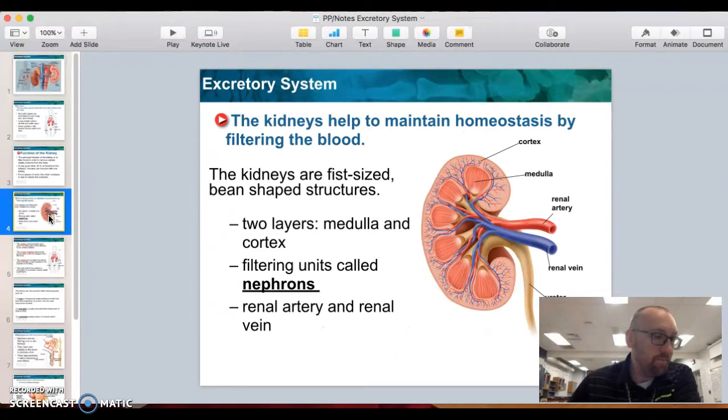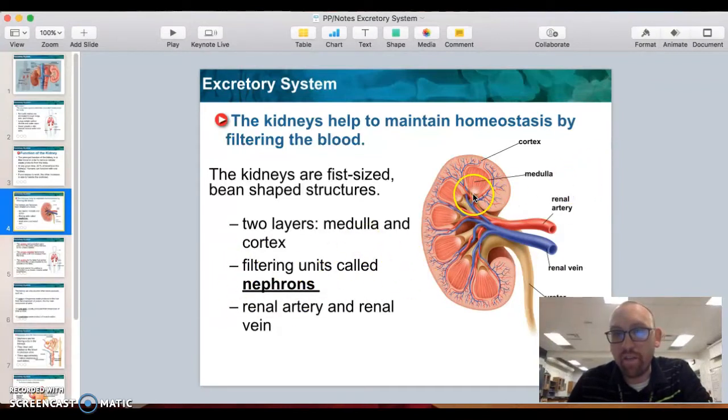So this is the kidney. This is where the name kidney bean came from, because it's got a kidney bean shape. They're about fist sized. If you think of your fist, that's about how big your kidney is, on average. And like I said, it filters blood. Now, the main thing you need to know, sorry, I guess I skipped number 3, so you would be down on number 5, which we'll talk about more later. The filtering units are called nephrons.